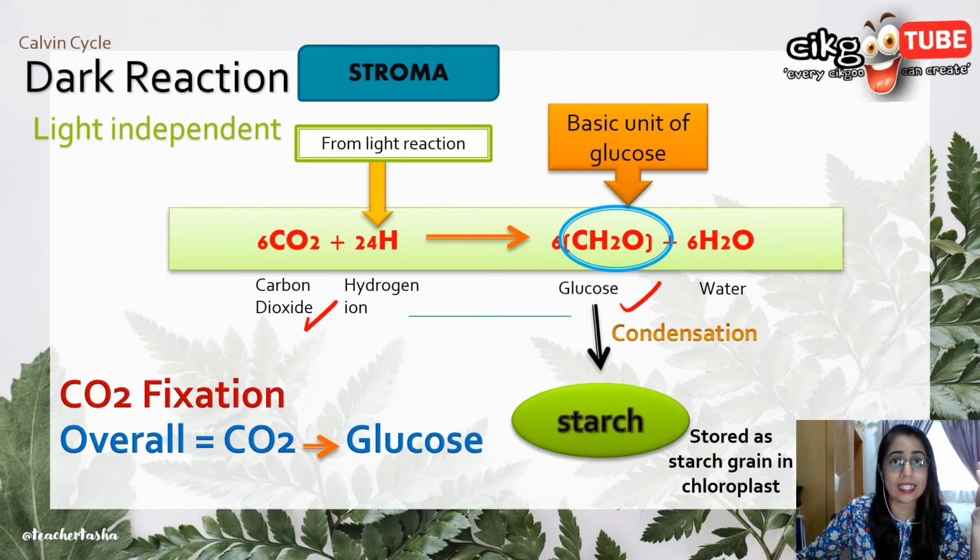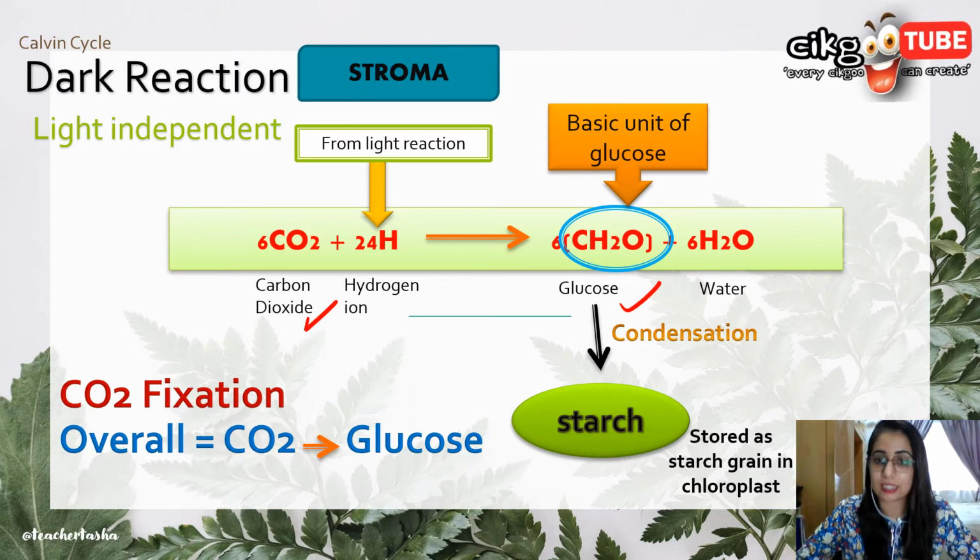The NADPH and the ATP from the light reaction just now are used here, reducing the organic compounds to glucose monomers. These glucose monomers will condense to form starch molecules. Why does it have to be converted into starch? Because it needs to be stored in the stroma of the chloroplast, inside the starch grain, as the food product.